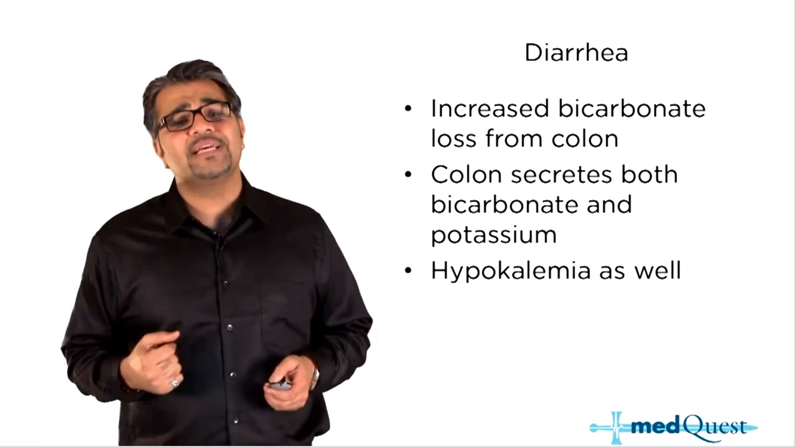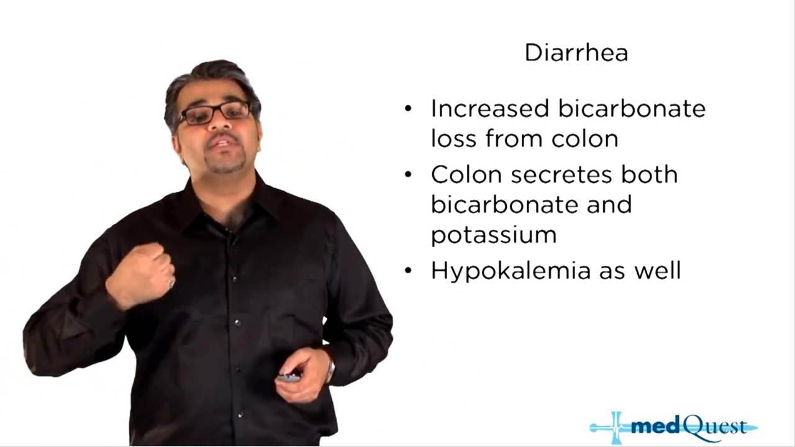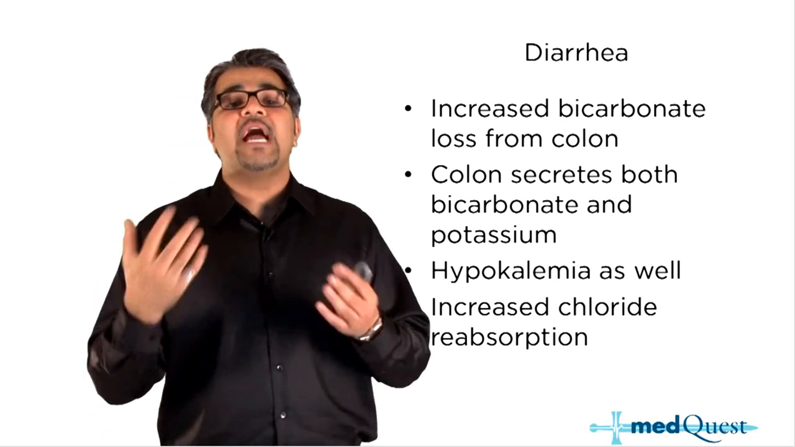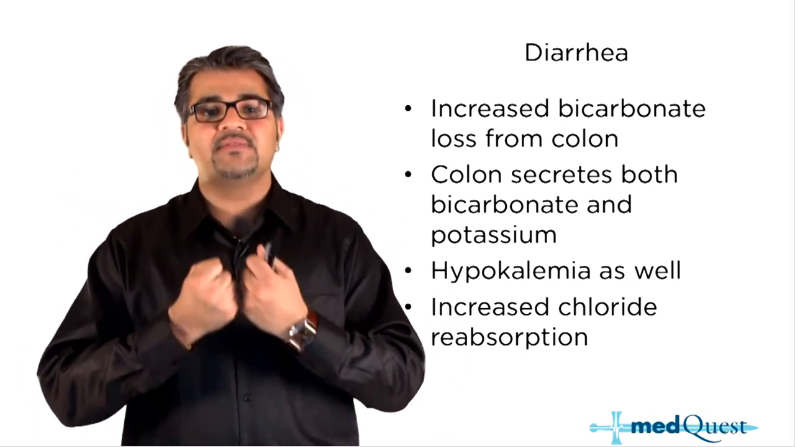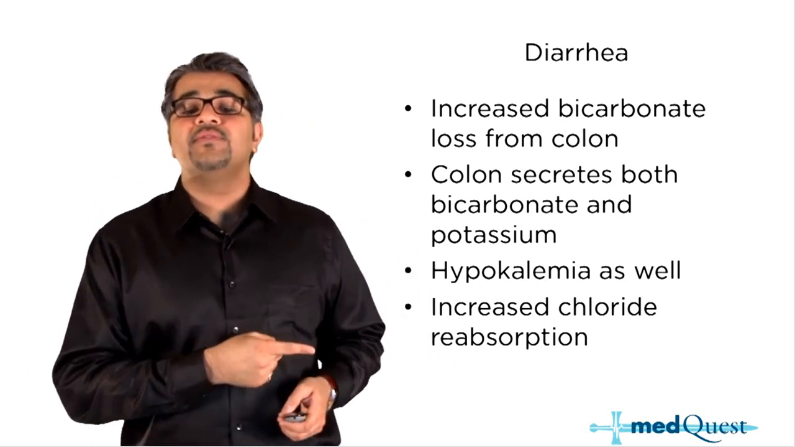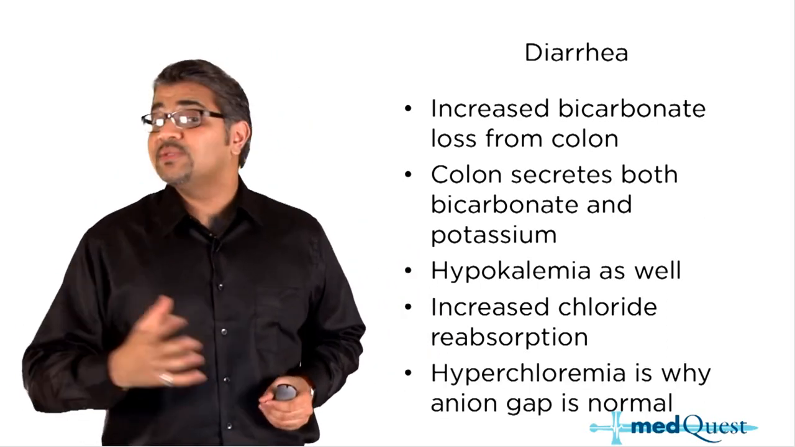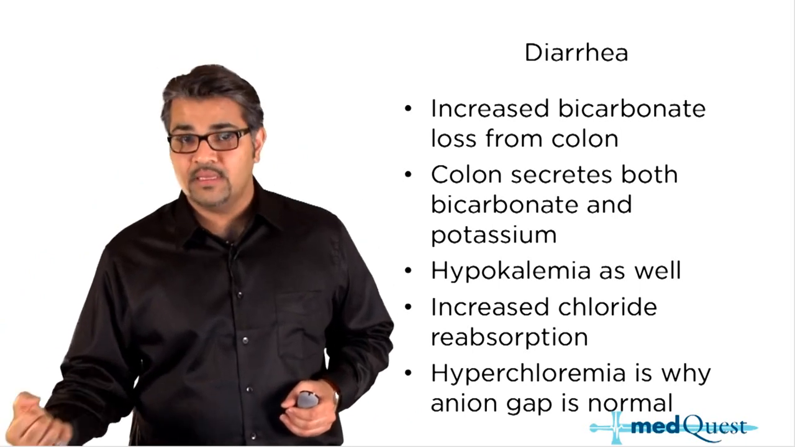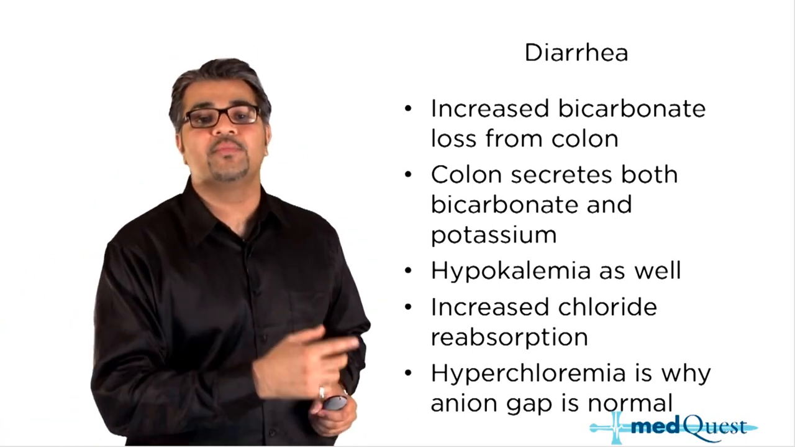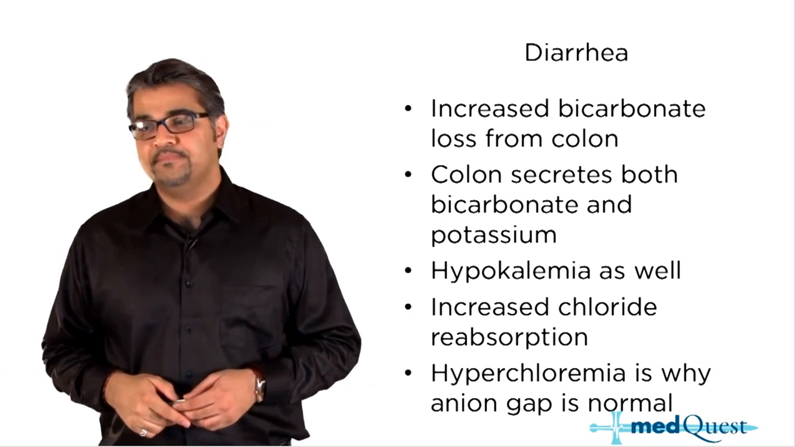Well, the body reflexively starts to pull in too much chloride. When you have diarrhea, you lose potassium, you lose bicarb, but you reflexively hold on to chloride. That's why you don't have an anion gap. Otherwise, it would be a metabolic acidosis from the lack of bicarb and an anion gap. But the chloride gets resorbed and it offsets your anion gap.